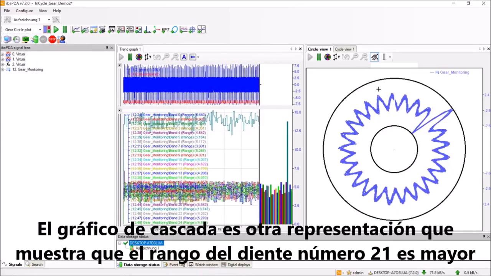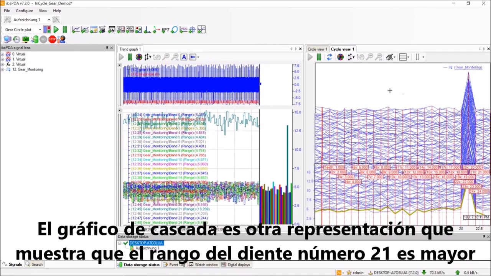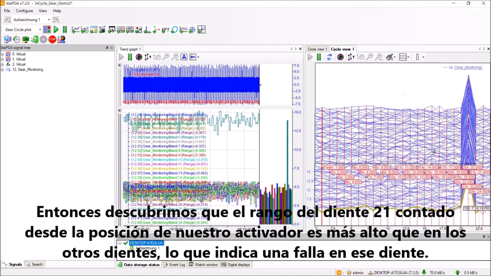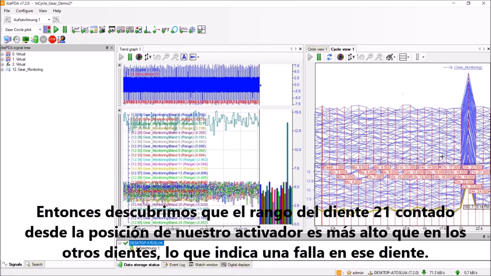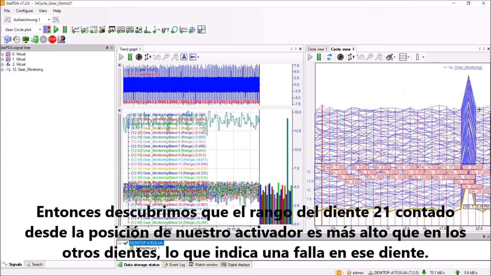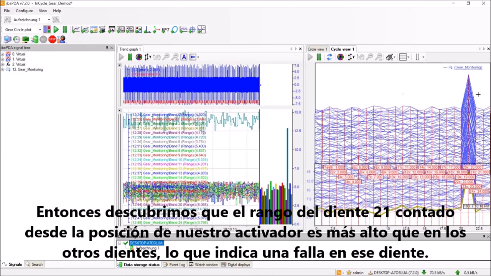The waterfall plot is another depiction showing that the range of tooth number 21 is higher. So we discovered that the range of the 21st tooth, counted from the position of our trigger, is higher than at the other teeth, which indicates a failure of this tooth.